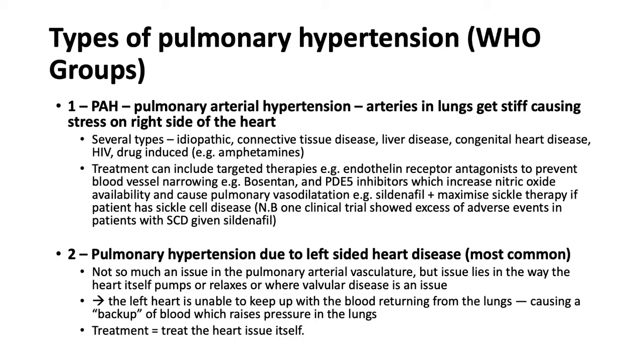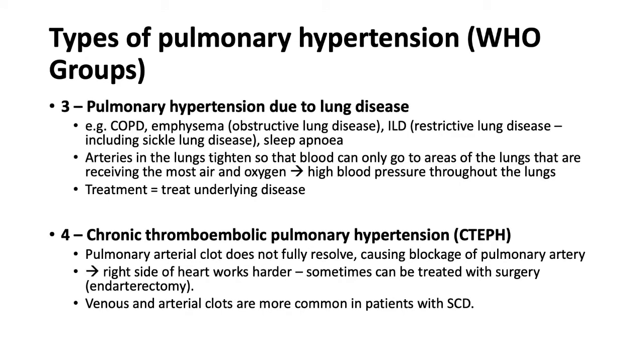The second type, which is the most common in general, is pulmonary hypertension due to a primary cardiac issue, so a left-sided heart issue. Obviously, everything is connected. If the left side of your heart is failing and not pumping enough out with each beat, then there's a backup basically. So you have this pooling of blood in the left side of the heart, which backs up into the returning side, which is in the lungs, and then you get high pressure in the lungs. The treatment for that is to treat the heart failure itself, or the cause of the heart failure.